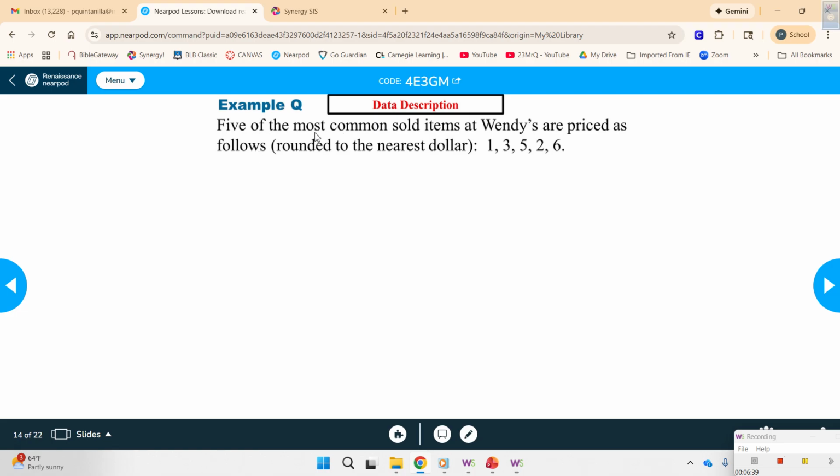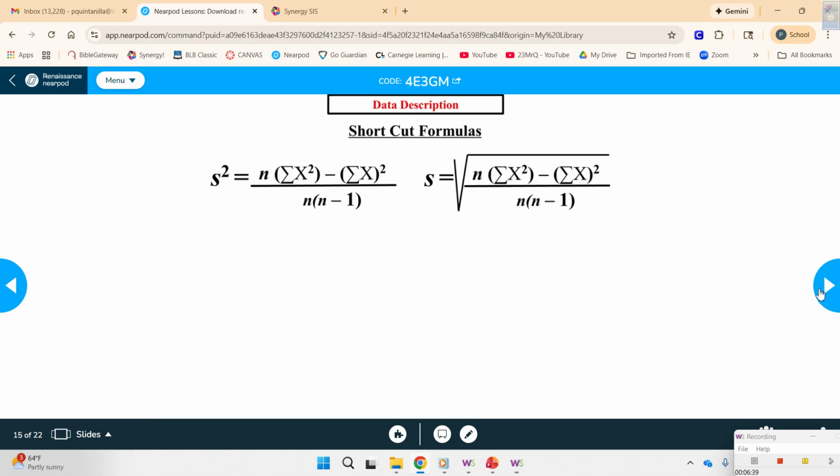Find 5 of the most common sold items at Wendy's. Here's the rounded in dollars. Can we find the measure of variation for that? Yes, right? We did that for the warm-up. But today, we're going to use the same problem, but find the measures using the shortcut formulas. And these are the shortcut formulas.